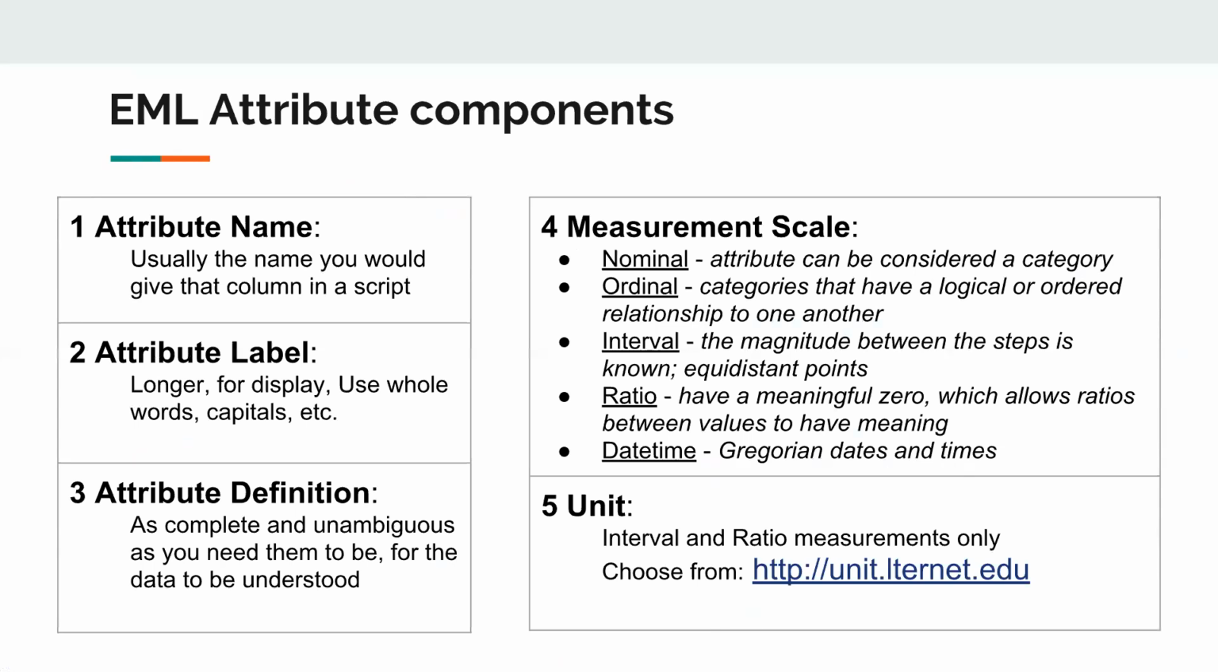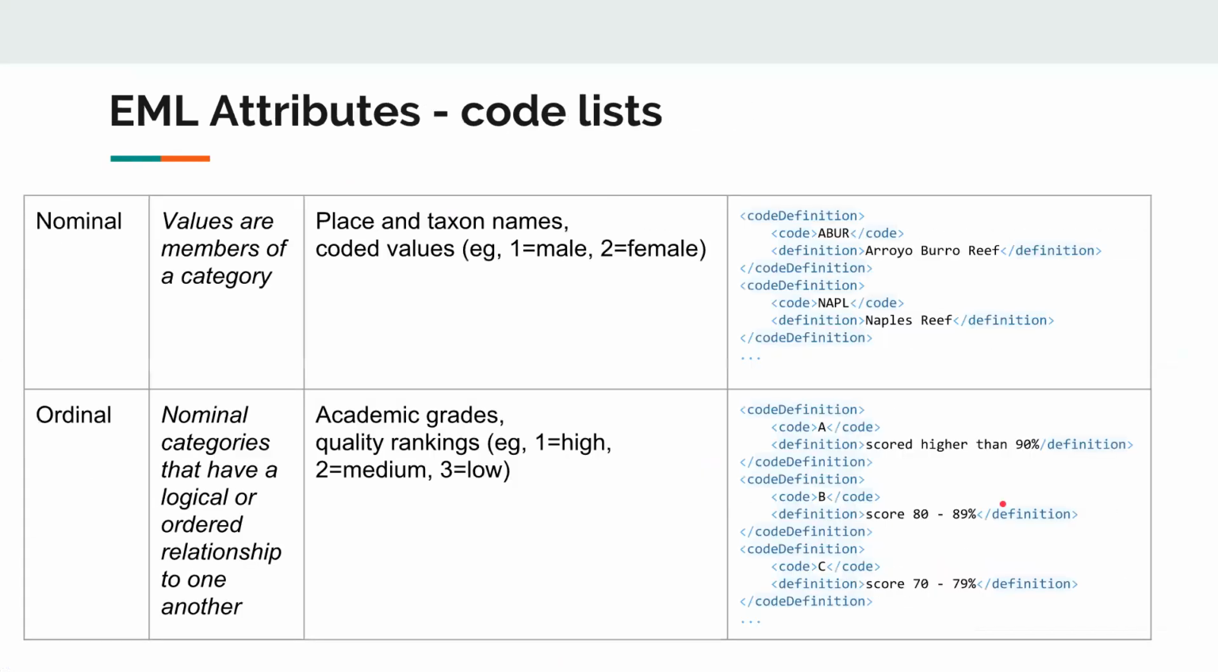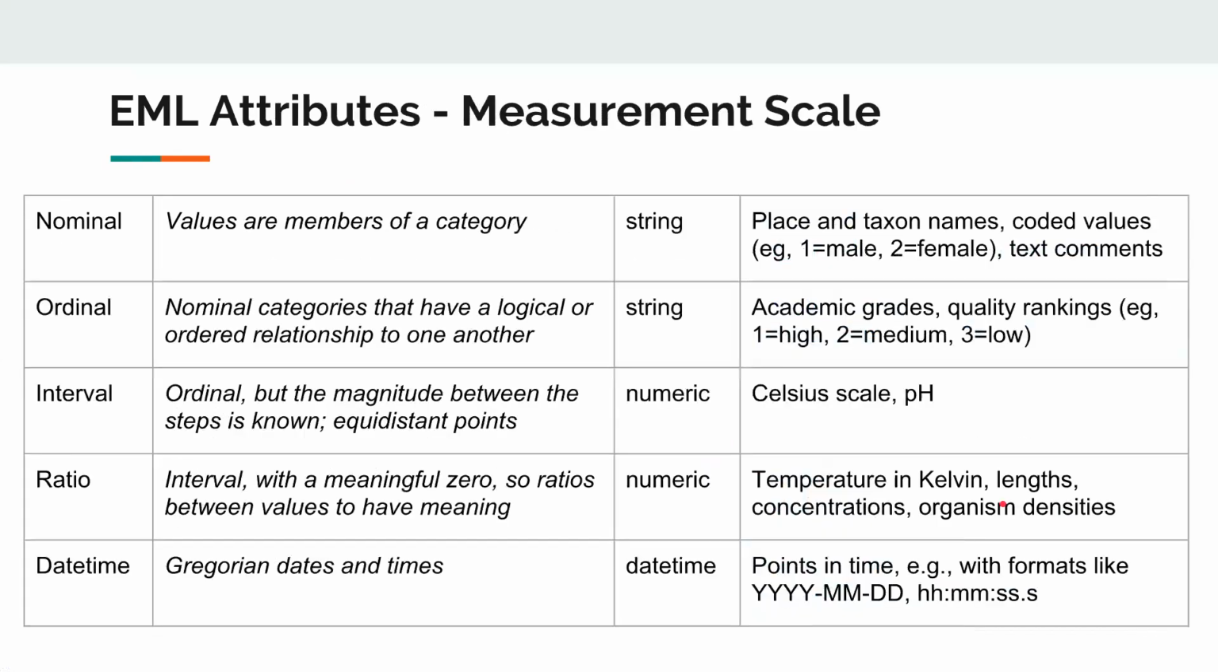The 5th component is the unit, which only goes on the interval and ratio types. Here's a summary of those 5 types and the kinds of values you would find in each one.